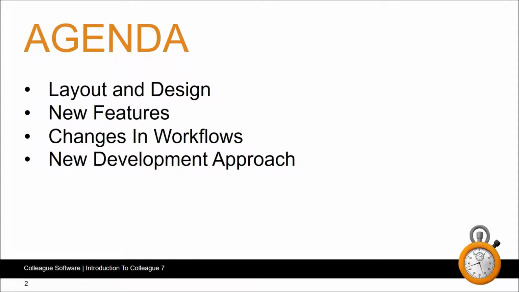In this video we'll talk about Colleague 7's layout and design, looking specifically at how this is different to version 6. We'll discuss some of the new features of Colleague 7 and touch on how some of the workflows have changed. And as a key point we'll go through our development approach with Colleague 7. What you can expect from Colleague, and how your feedback and engagement will be invaluable to us over the coming months and ongoing.